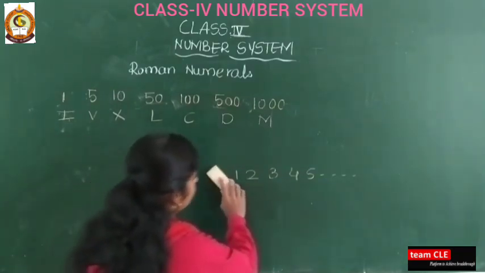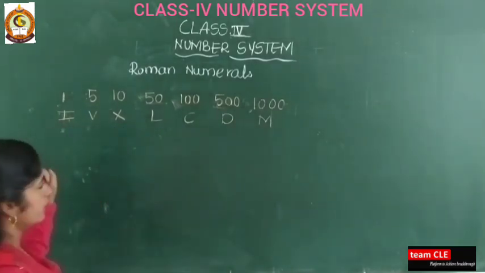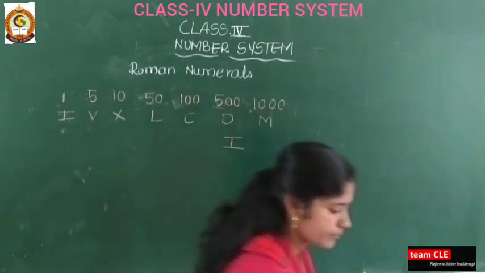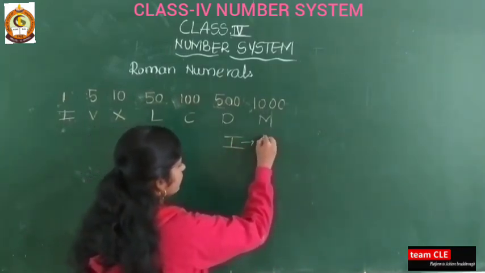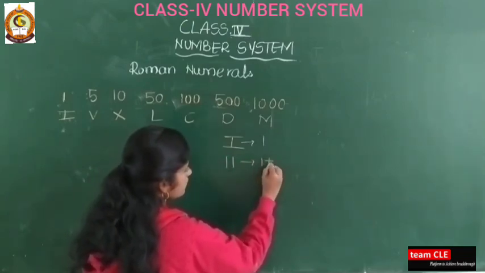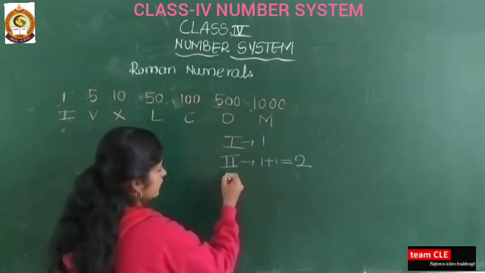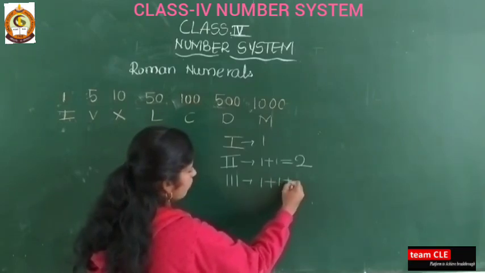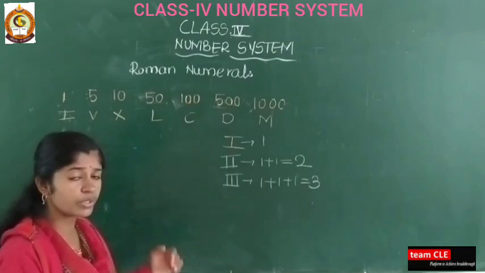So let us write 1 to 10 in Roman numbers. Already you know how to write 1. So here you write I. Next II, it denotes 1 plus 1, that is 2. Next III, 1 plus 1 plus 1, that equals 3. Then how to write 4?